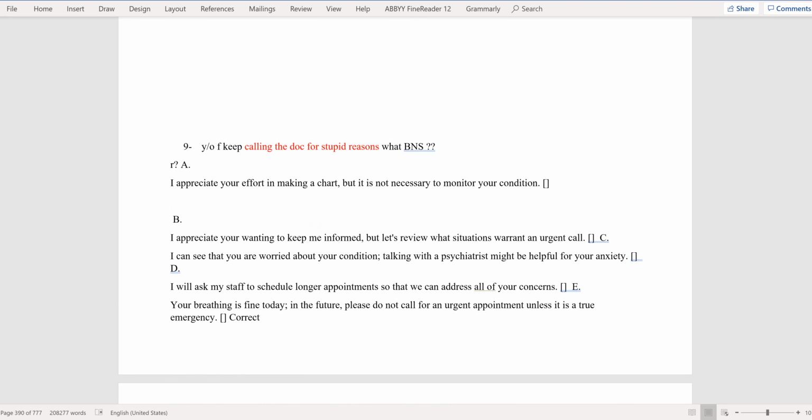Okay, so if you have a patient who keeps on calling you for different simple reasons, the way you treat them, you just tell them, I appreciate you wanting to keep me informed, but let's review the situations that warrant an urgent call. So that's an ethics question. Yeah, that's about it. Okay, let's go to the next one.